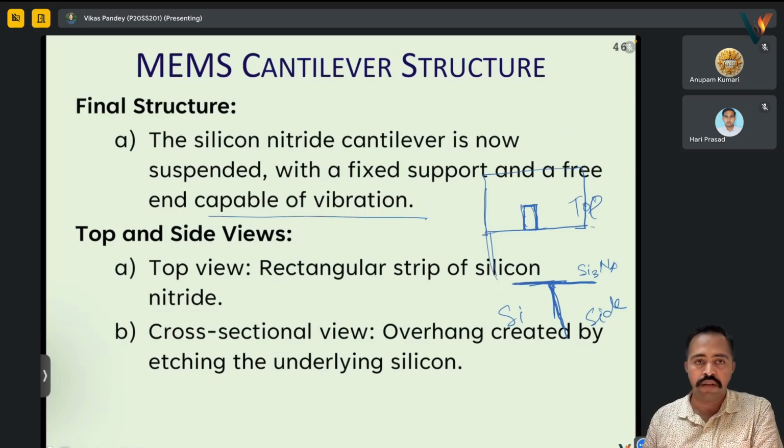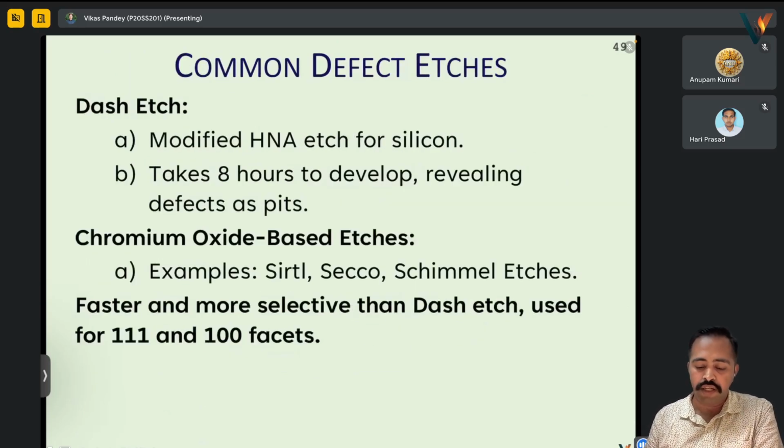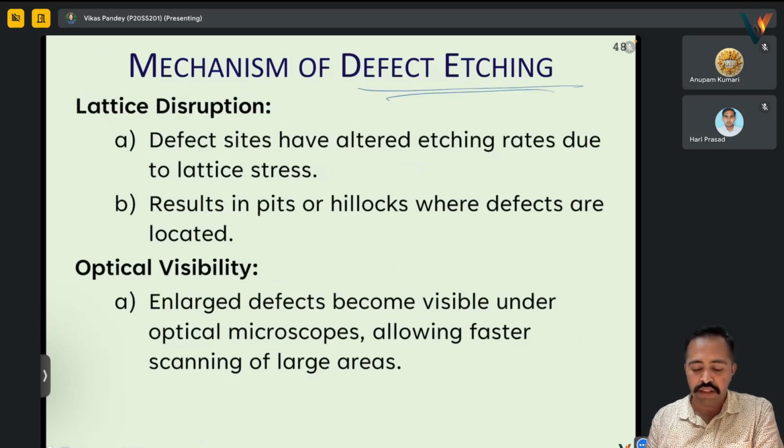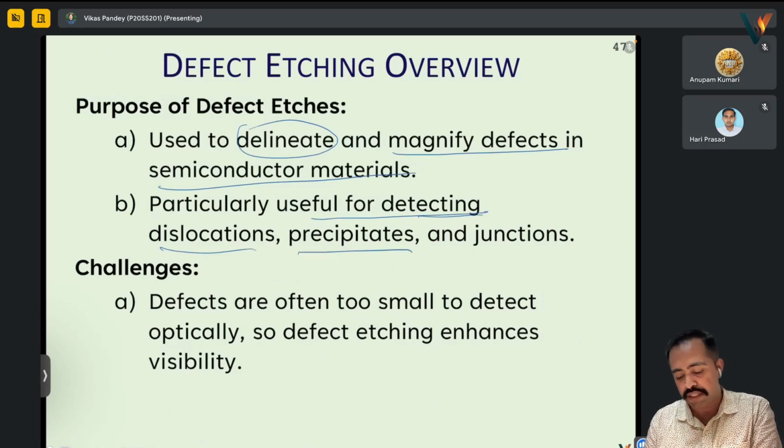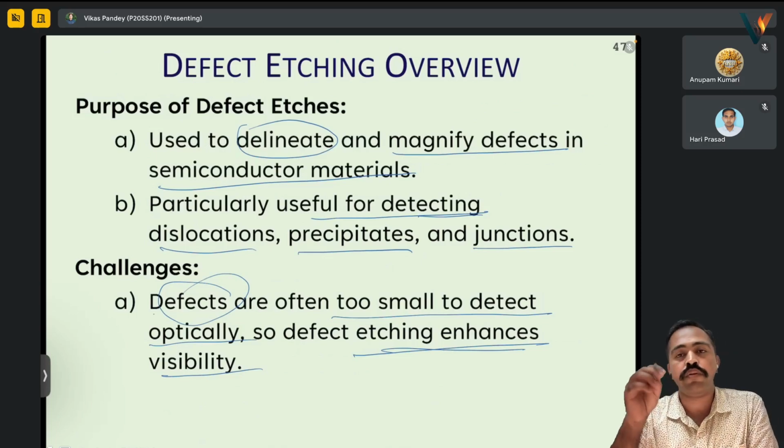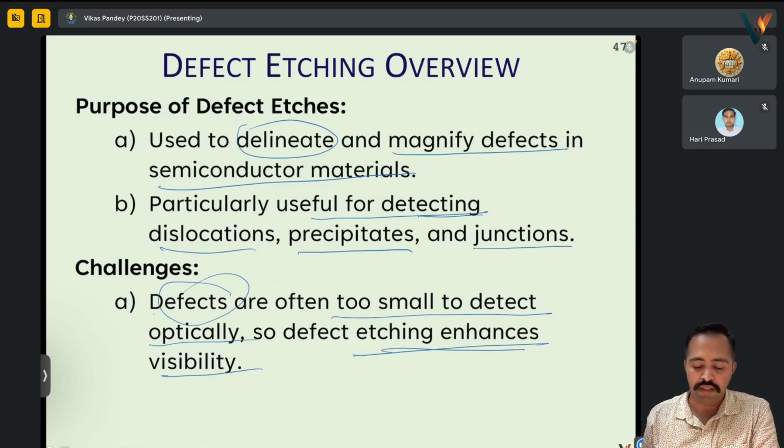Now, there is one thing that is defect etching, and it is used to delineate and magnify defects in semiconductor materials. This is particularly used for detecting dislocations, precipitates, and junctions like PN junctions. Because in this whole process, there is a problem that the defects are often too small to detect optically, and that's why defect etching is used to enhance the visibility of defects. If we want to know where the defects are, we can go for defect etching.